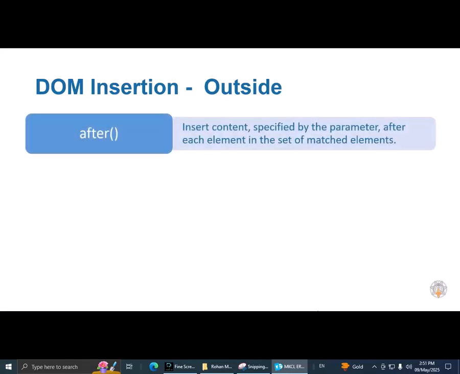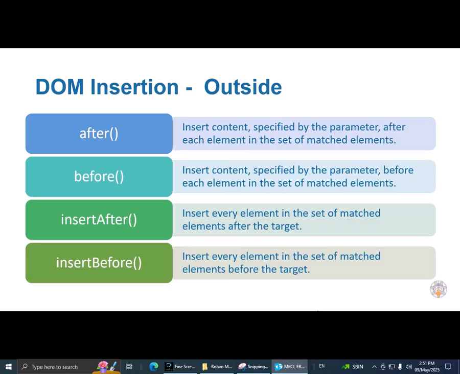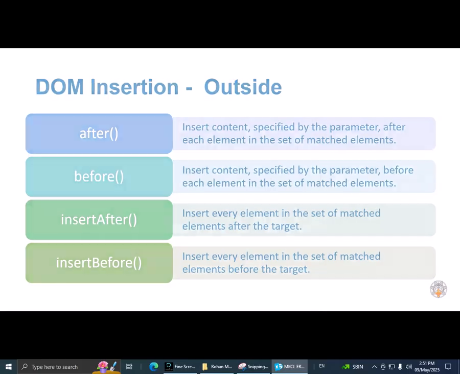Now let us look at the DOM insertion method outside the current content. There are four methods: after, before, insert after, and insert before. The after method inserts the content specified by a parameter after each element in the set of matched elements. Before method inserts content specified by the parameter before each element in the set of matched elements. Insert after will insert every element in the set of matched elements after the target. Insert before will insert every element in the set of matched elements before the target.